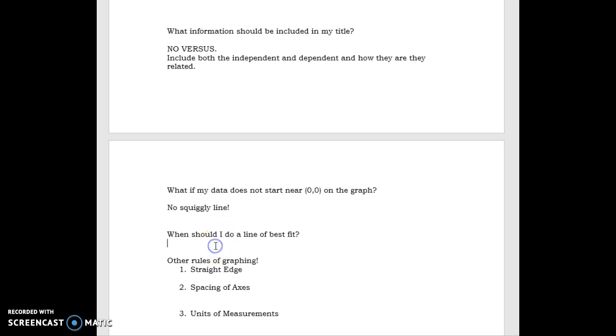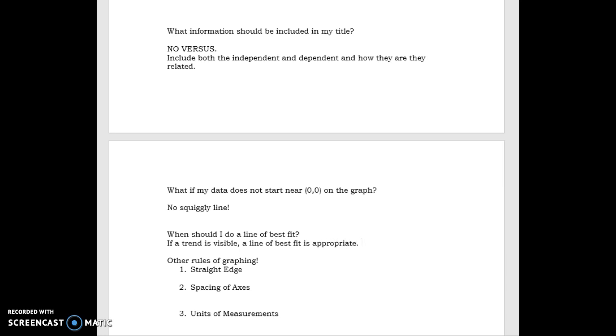Next question I get is, when should I do a line of best fit? When you see there is an actual trend. If you see that there is a trend and it's a predictable trend, then you can do a line of best fit. But the line of best fit also could be a curve. So if a trend is visible, a line of best fit is appropriate.